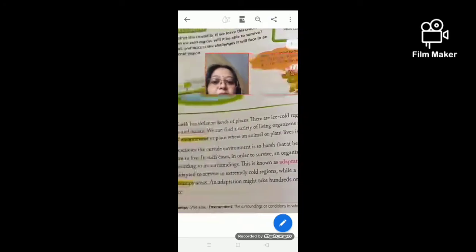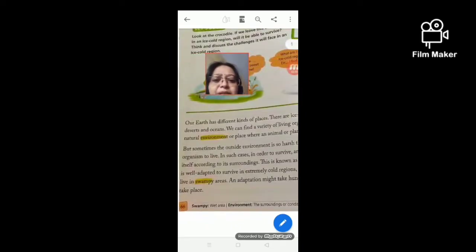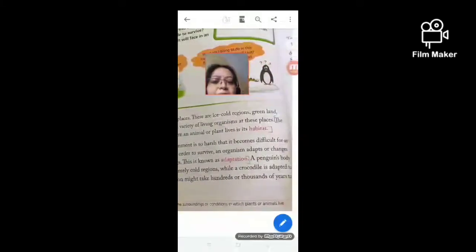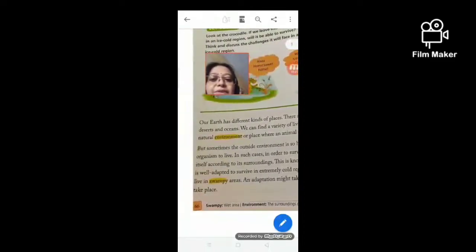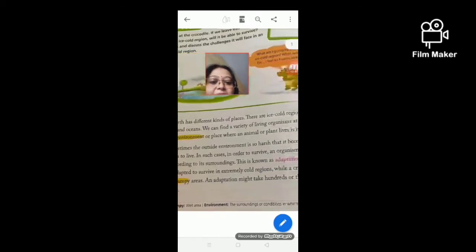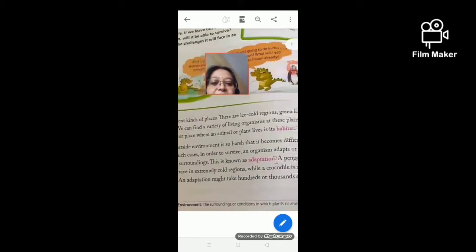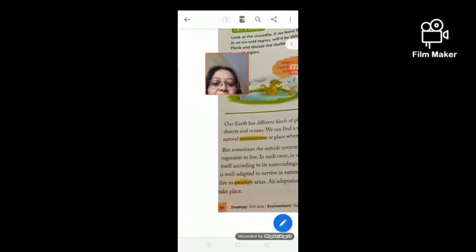A penguin's body is well adapted to survive in extremely cold regions, while a crocodile is adapted to live in swampy or wet areas. If a crocodile goes to a cold region, it will die, and if a penguin comes to a hot region or swampy area, it will also die. An adaptation might take hundreds or thousands of years to take place.